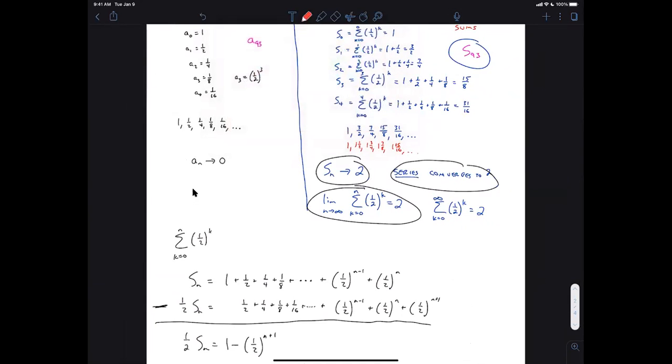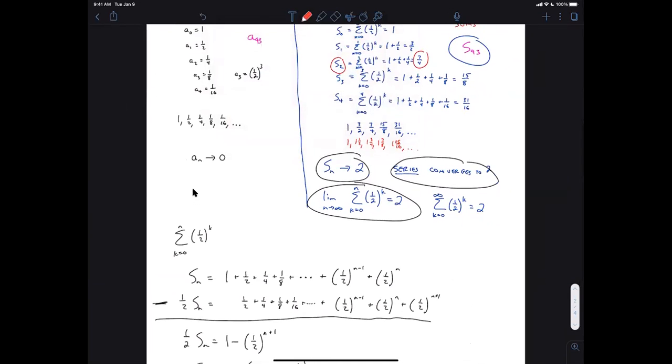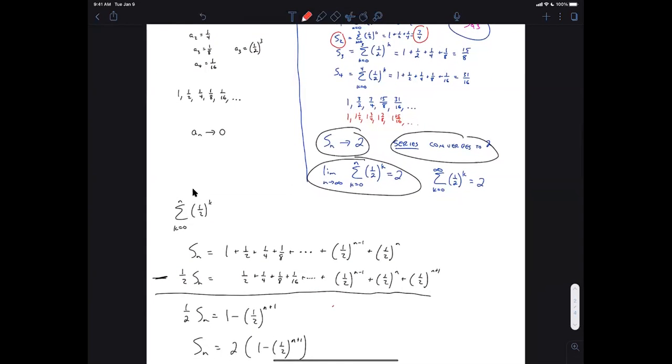Like S2, we figured out was 7/4. Well, if I use this formula, S2 is 2 times 1 minus 1/2 to the 2 plus 1. Well, that's 2 times 7/8, which is 7/4. So this is a formula for the terms in the sequence of partial sums. Does that make sense? Real big deal. So please ask if something's not clear. Does everybody follow what this is getting us?